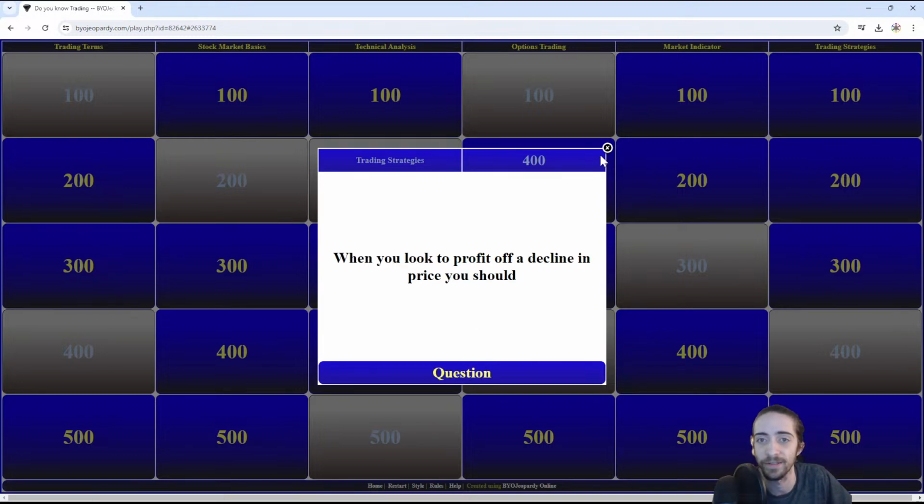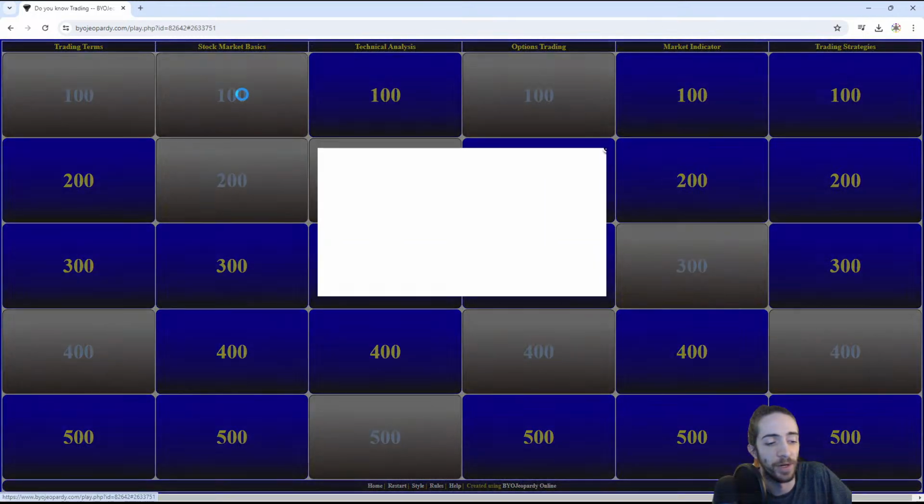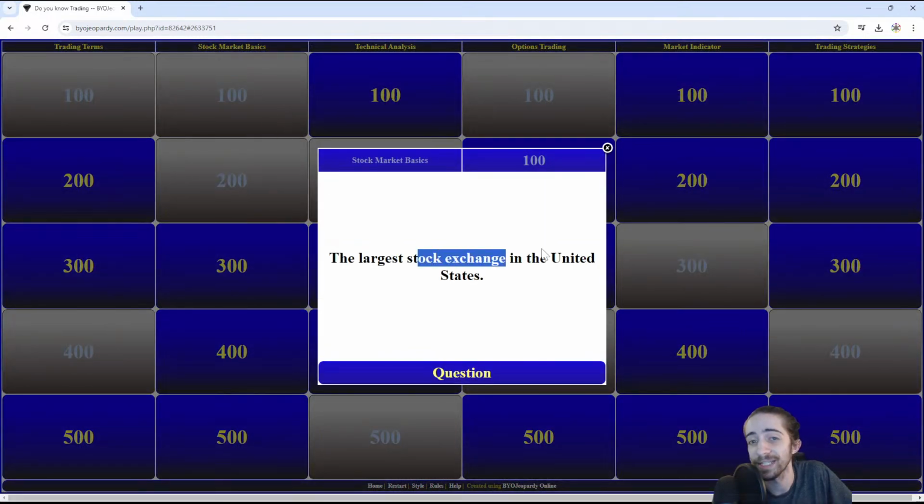Great stuff, guys. All right, let's check out stock market basics for 100. The largest stock exchange in the United States. Very simple one. I'm sure you guys got it. The largest stock exchange in the U.S. Real easy one. It's got 4 initials. You guys got it. Yup, there we go. We got one answer in there. New York, New York. What? The NYSE.